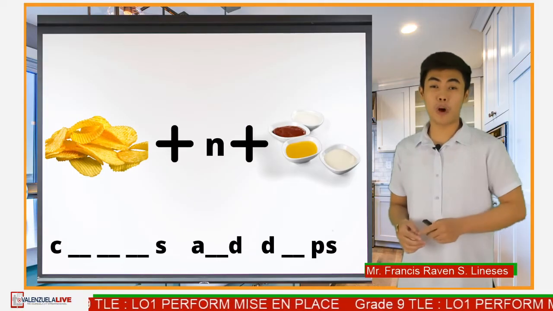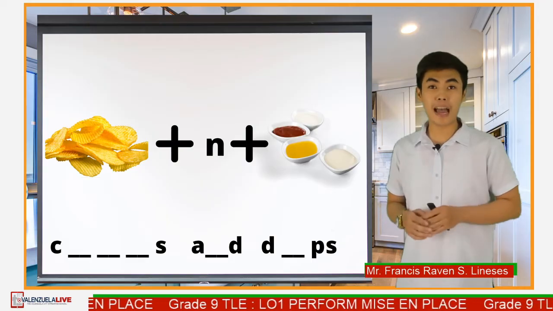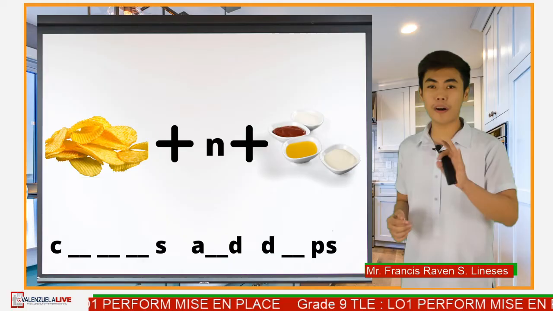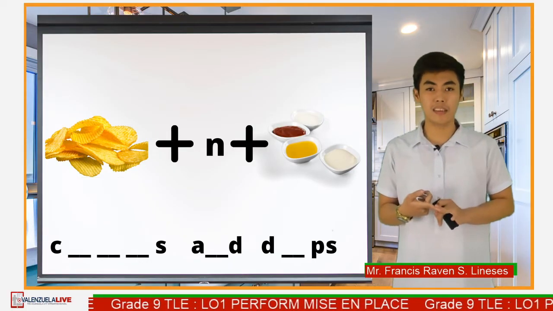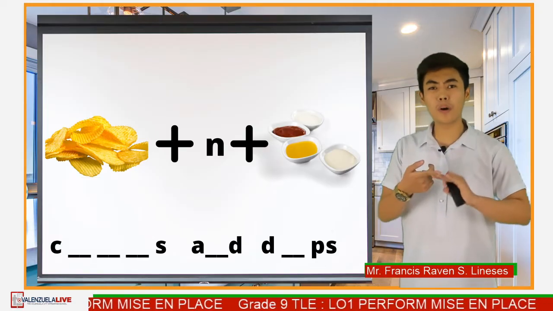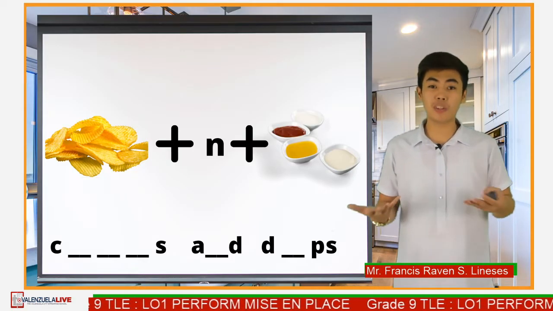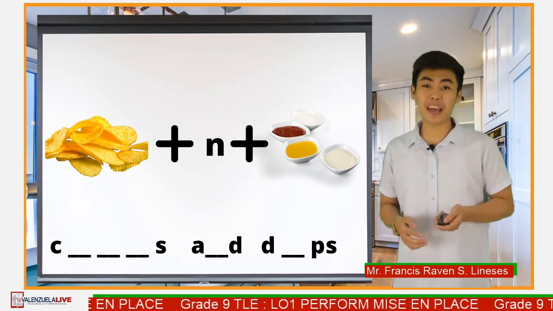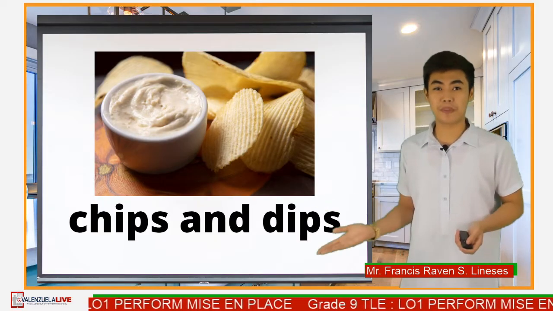For the first set of combi word, we have 2 picture hints. And at the middle of that, we have letter N. Okay, it is composed of 3 words. For the first word, we have letter C and S. For the second word, we have letter A and D. For the third word, we have letter D, P, and S. What do you think is the answer? Okay, let us check. The correct answer is chips and dips.